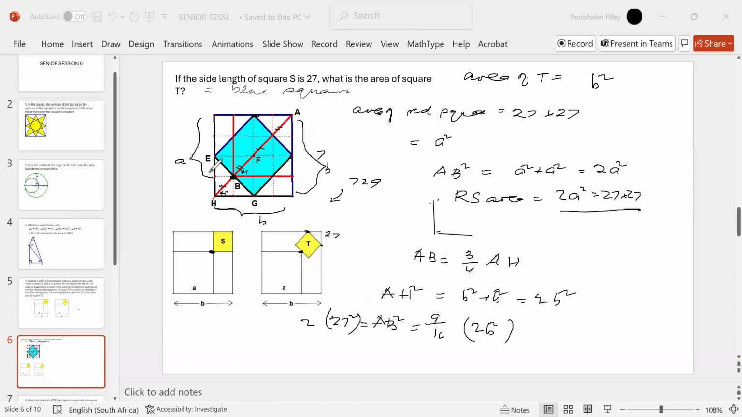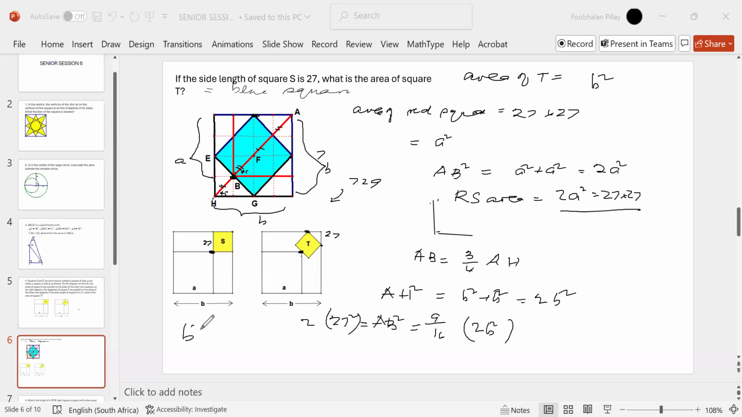So A is given to be 27. Which area was 27? The side length of square S. Oh, I see. This is 27. So this part here is 27. Okay, so A is equal to 27. Yeah, that's right. So now you've got your B squared, because you're trying to calculate the area you're looking for.